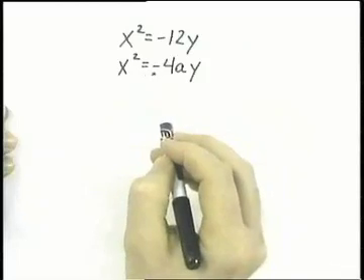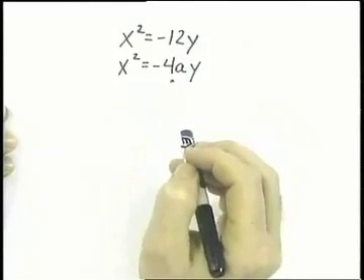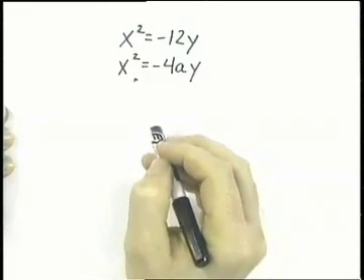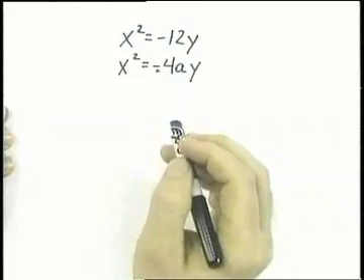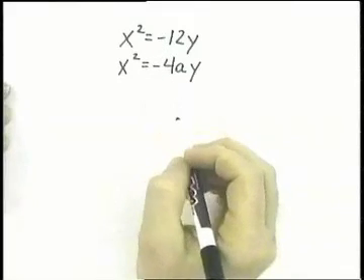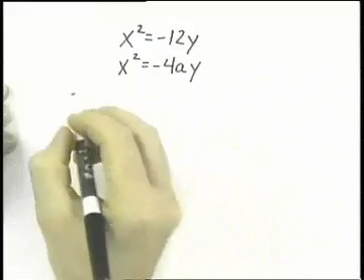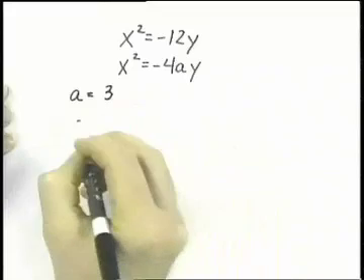Here's the trick to solving this. When you have a y squared term, the parabola opens either left or right. X squared term, the parabola opens either up or down. If the x squared is going to be equal to a negative quantity, we open downward. If we have a positive quantity, we open upward. Comparing these equations, we can immediately see the value of a is going to equal 3.